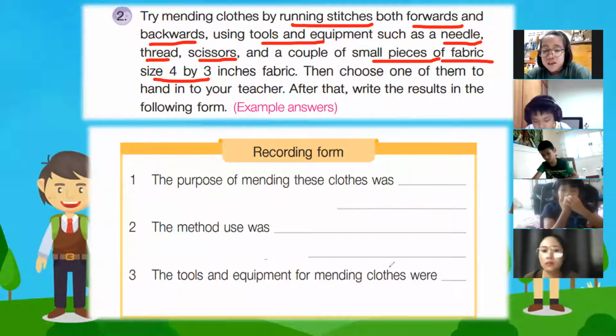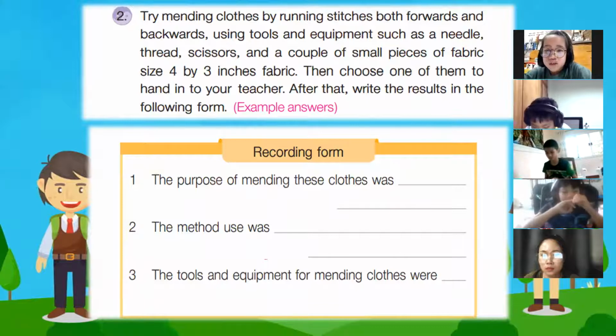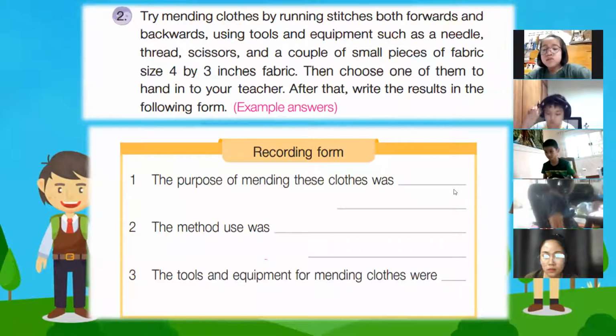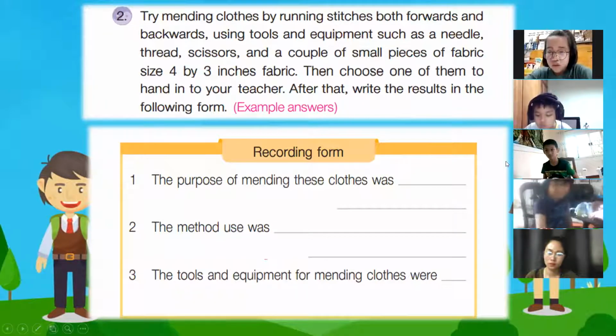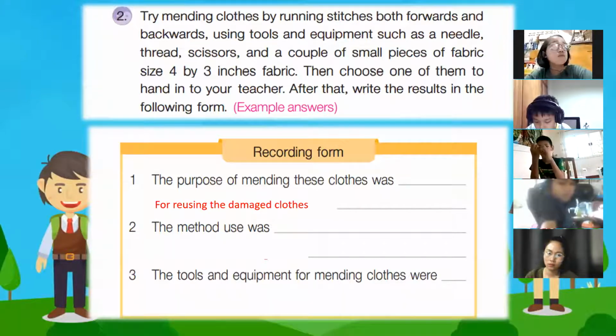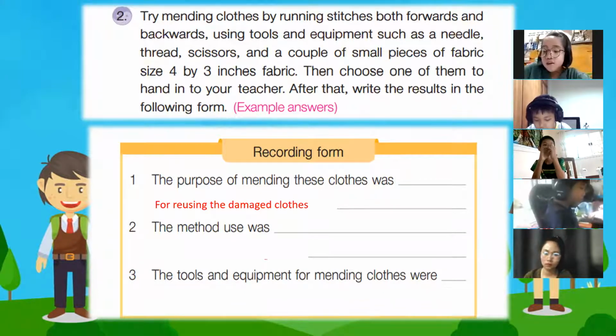Okay, now, the record form. So the record form will be: the purpose of mending the cloth which you were mending. What was the main purpose? What was the main cause? For example, the cause you can just say is for reusing the damaged clothes. Why are we doing the mending? So we can use that cloth again and again, so it will be reusable.